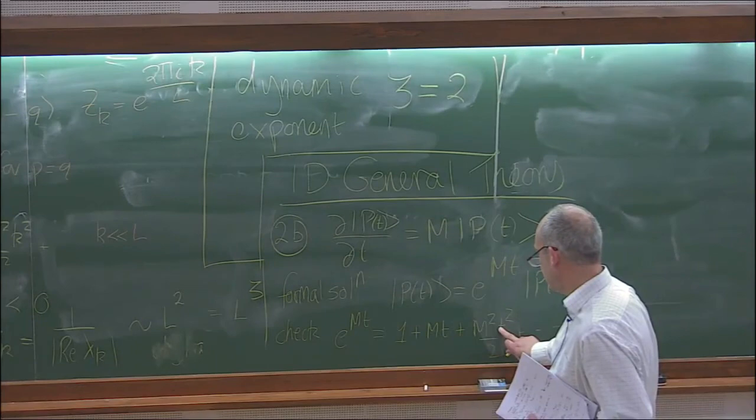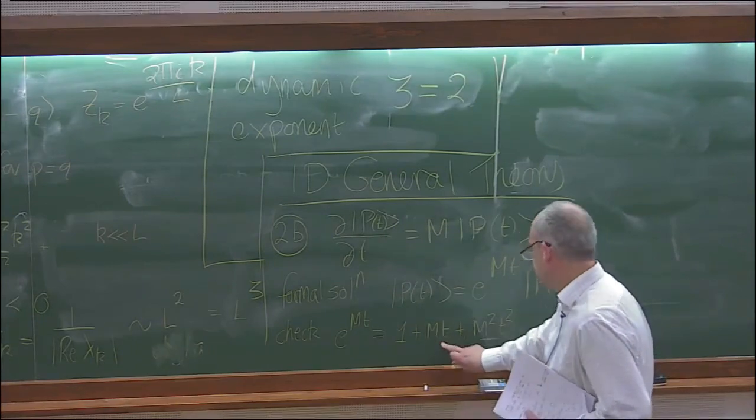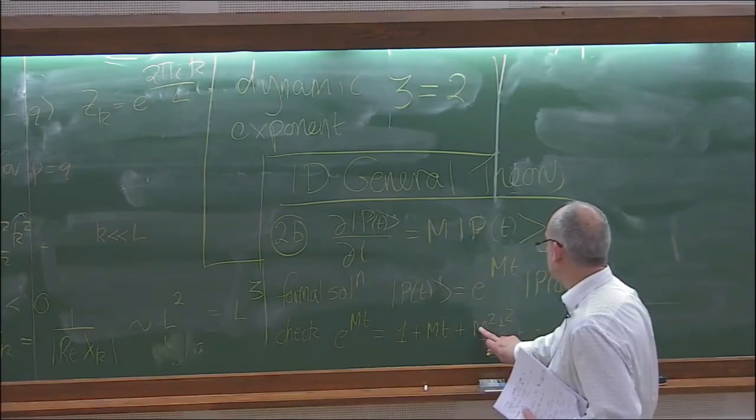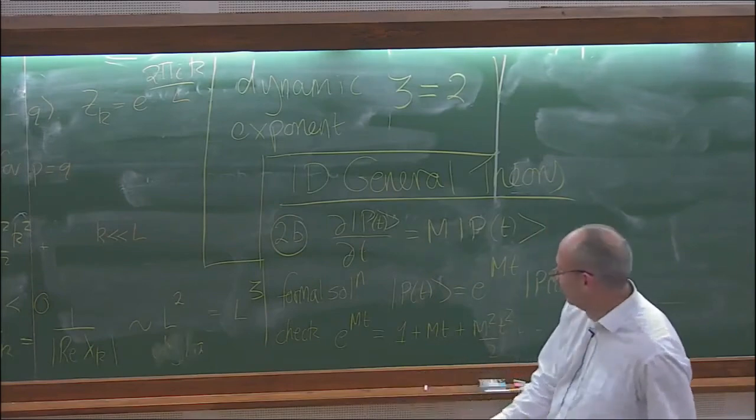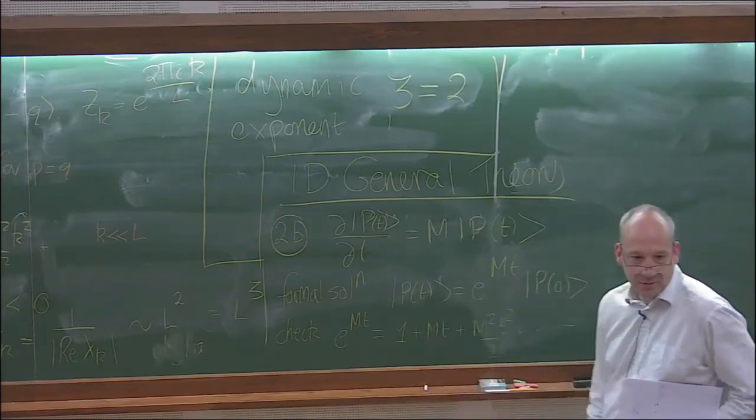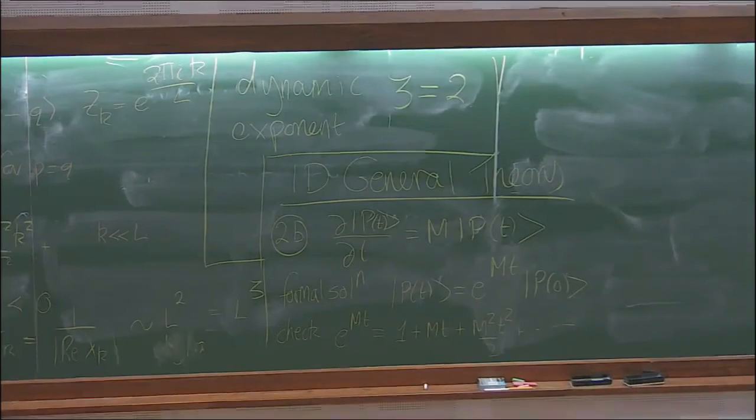Have I done something wrong? No, I think I'm okay. I know, if I take the time derivative, I get m, then I get m squared times t, and so on. So it's clearly I get m times the original expression. So it works. So you think, hooray, you've solved it.